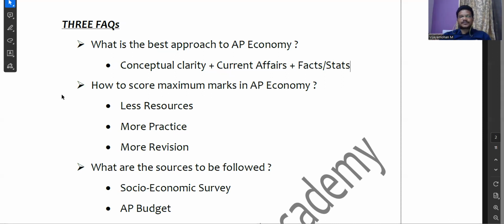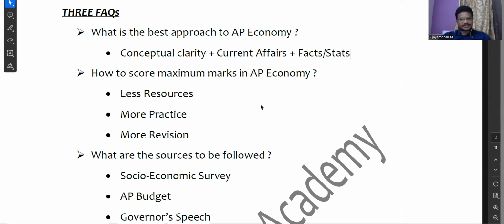As we go forward, I'll show you the previous year questions, how they are concentrating on the facts and stats, how they are concentrating on the conceptual aspects, and how they are concentrating on the current affairs. I'll show you some previous year questions, and in that you will see how they are focusing on the concepts, current affairs and facts, right? So the best approach to AP economy is conceptual clarity plus current affairs plus facts or stats, right?